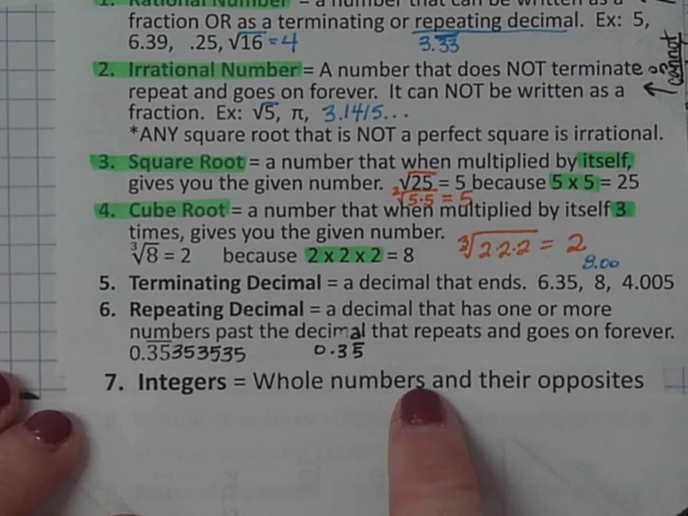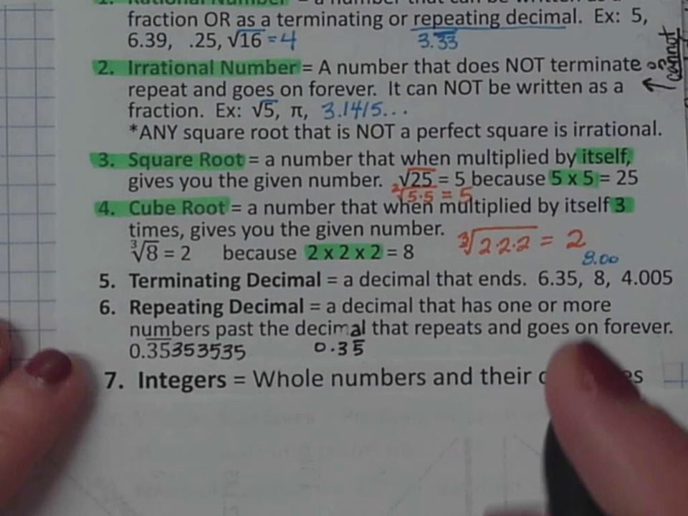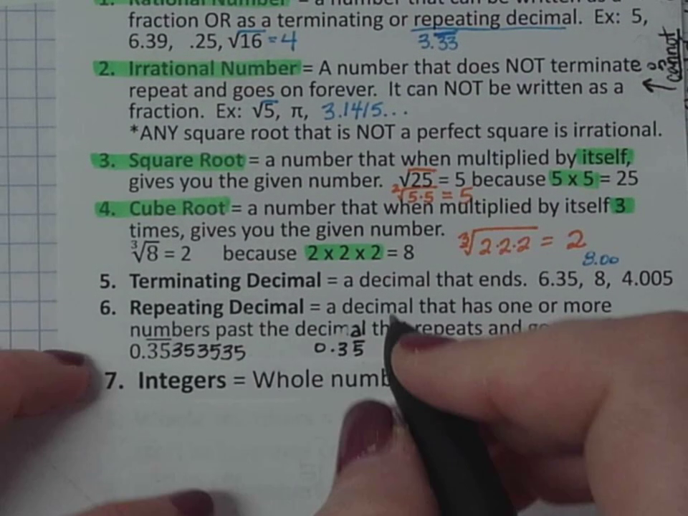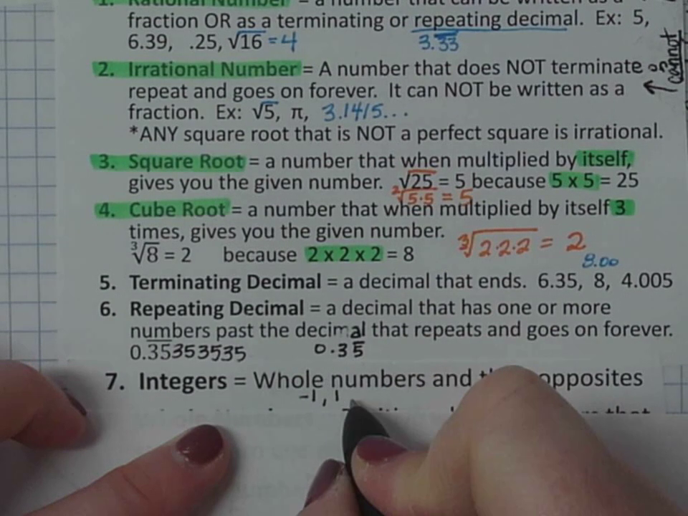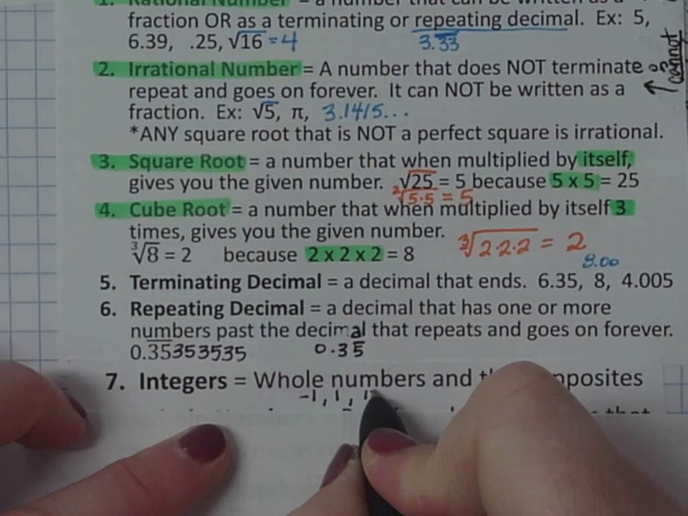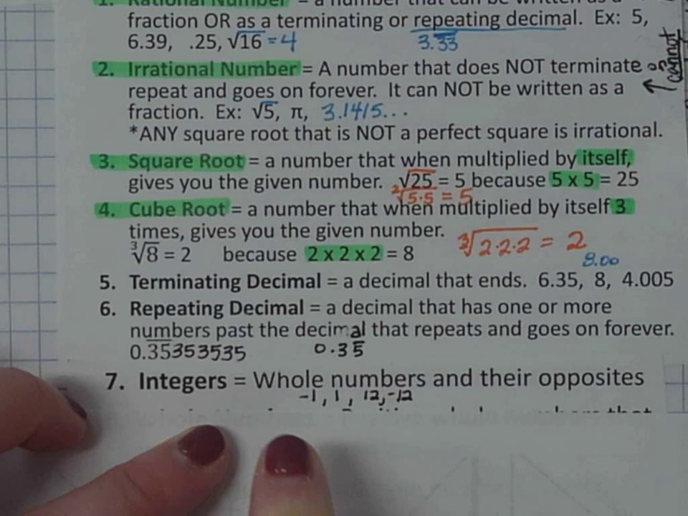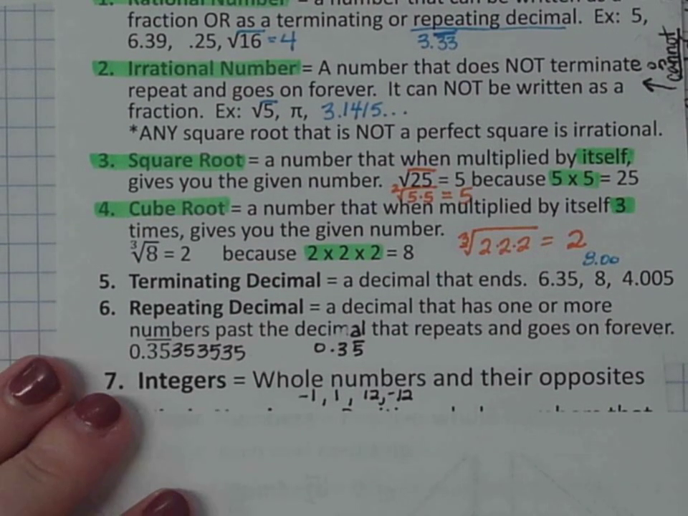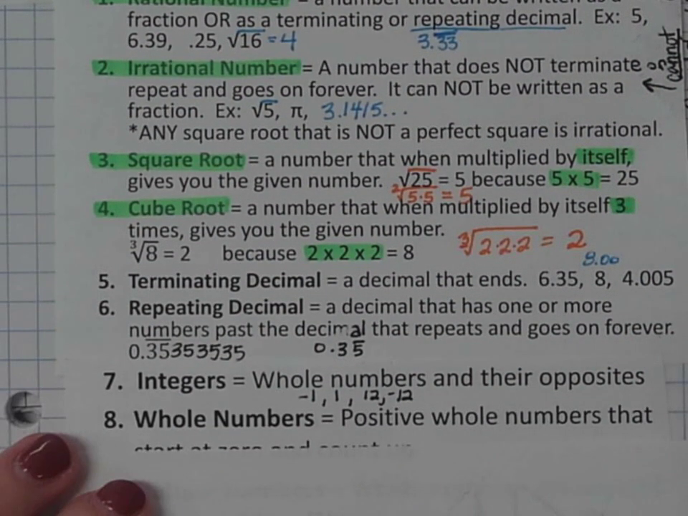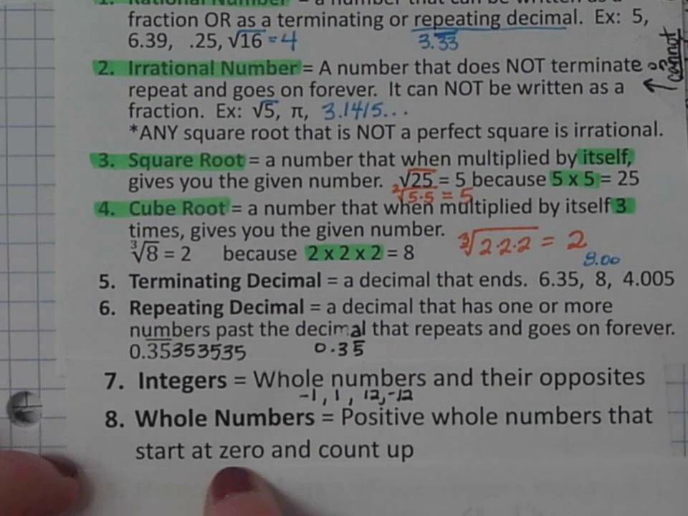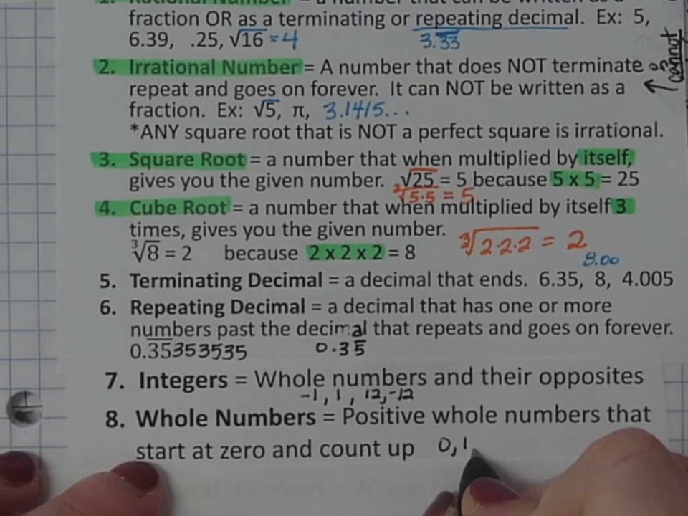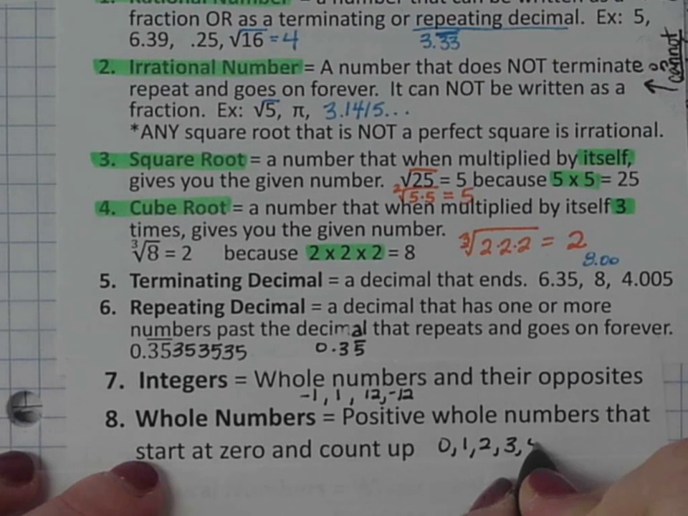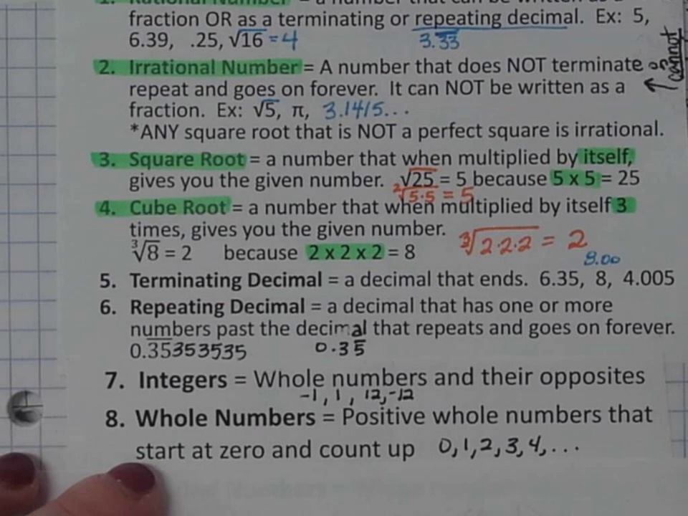Okay, integers are whole numbers and their opposites. So you could have -1 and 1 are both integers. 12 and -12 are both integers. Whole numbers are positive whole numbers that start at 0 and count up. So whole numbers are 0, 1, 2, 3, 4, and so on.